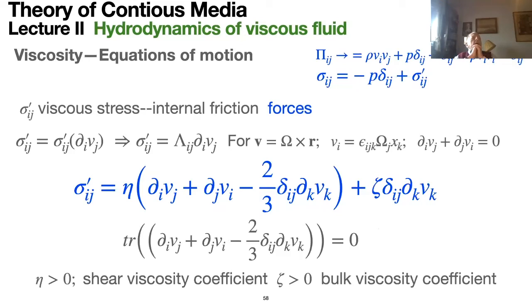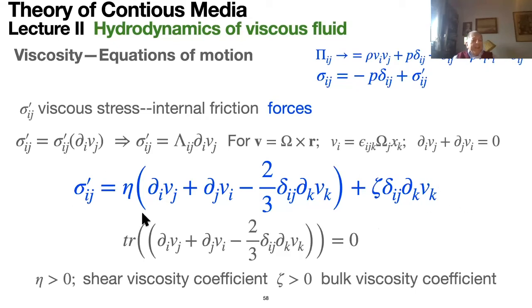both of them are positive numbers. That does not follow from this analysis, that eta and zeta have to be positive. And we shall see in a moment why eta and zeta have to be positive.